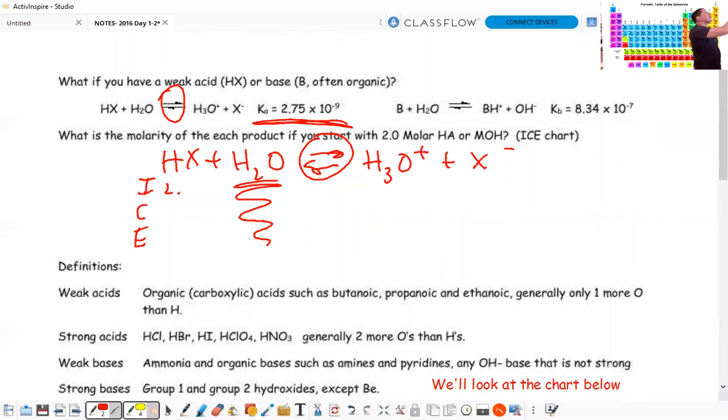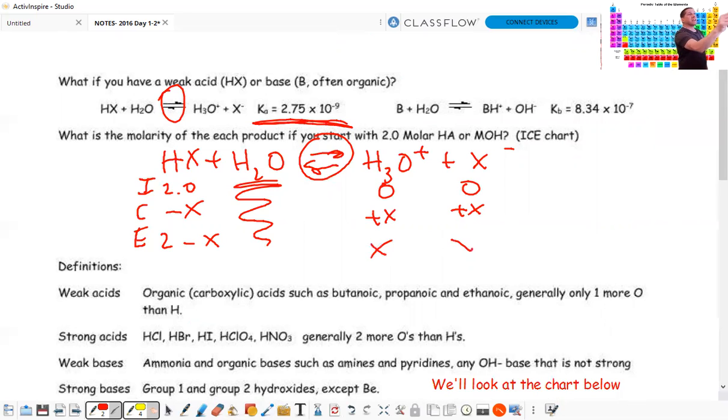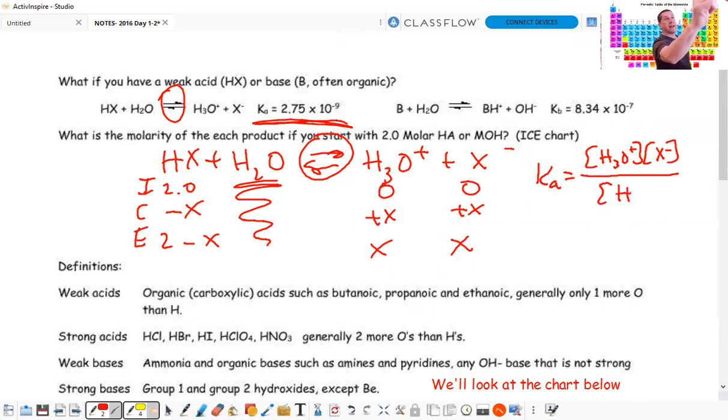And I'm starting with 2 molar HX. Well, I know it's got to go this way because there's none of this and none of this to start with. And it's always going to be minus x and then 2 minus x. So then over here, we're going to have plus x, and we have x and x at equilibrium. So now I can write the Ka expression. The Ka is equal to the H3O plus, the X minus, over HX, no water. Well, I know that Ka is 2.75 times 10 to the minus 9. x and x is x squared over 2 minus x.